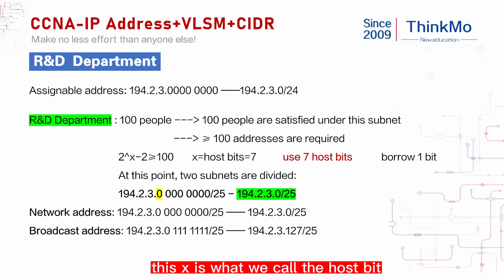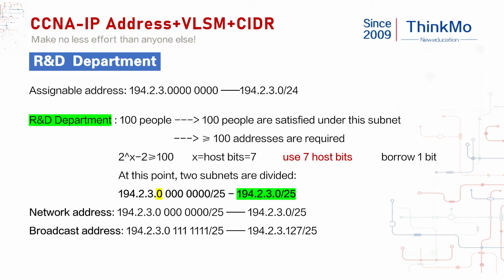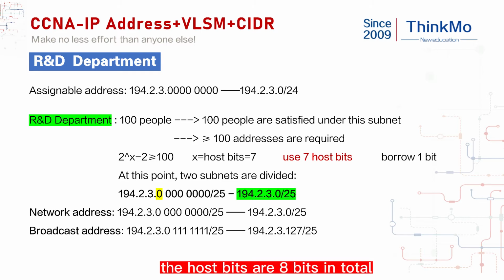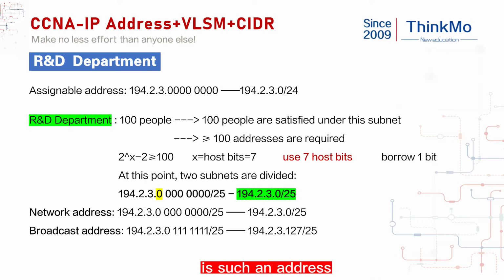This x is what we call the host bit. 100 people are 100 hosts. That x is actually the host bit. So let's calculate what x is. Logically speaking, before subnetting, the host bits are 8 bits in total. The address that can be assigned at this time is such an address. Okay. It is 7. But everyone will find that 2 to the 7th power is more than 100. The rest of the addresses are wasted.